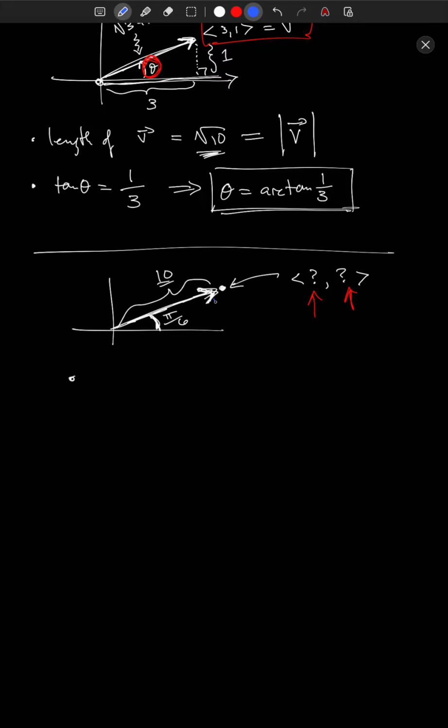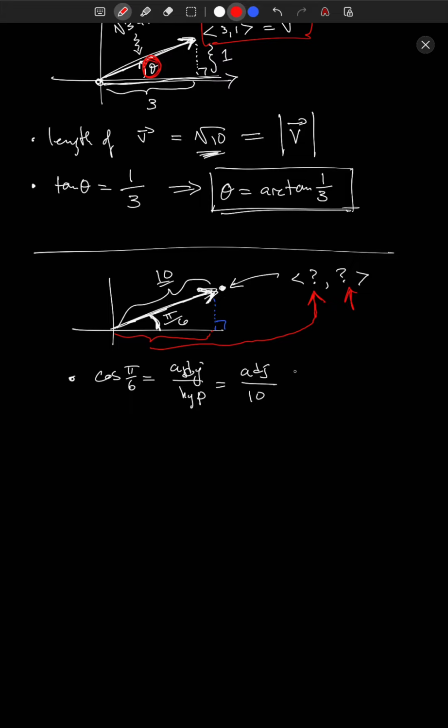We have pi over 6 here. We have a right triangle, right? If I drop that guy down. And so we know cosine of pi over 6 is equal to adjacent over hypotenuse, right? Let me just write them out. Adjacent over hypotenuse, and so that's going to be equal to adjacent over 10. But what is adjacent? Adjacent is exactly this length right there, and that's exactly that number that goes in the x-coordinate.